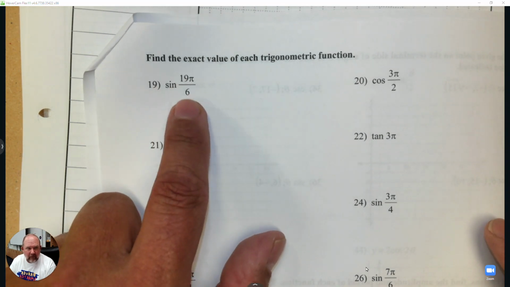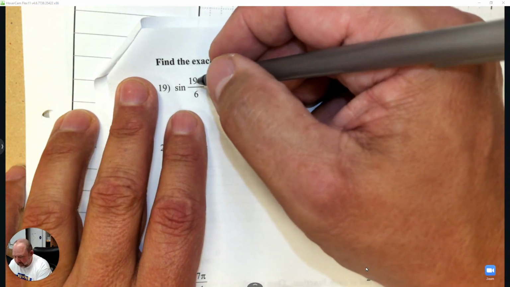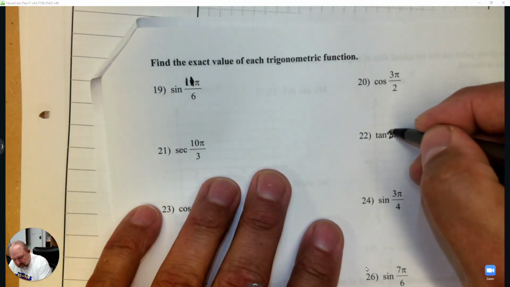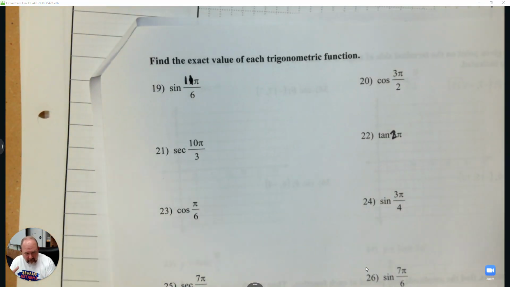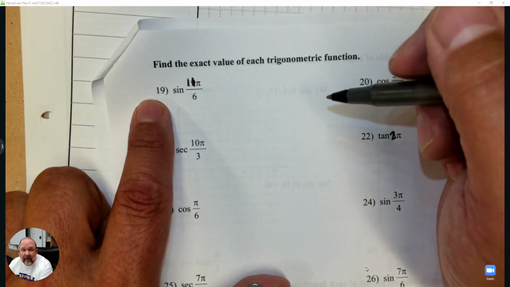19 pi over 6. We haven't really talked about it when it's larger than the unit circle. I don't want you to get stressed out by that. So we're just going to call this one 11 pi over 6. There's another one like that. We're going to call this one 2 pi, just to keep it within the unit circle to make it easier. So how do I do that one, 11 pi over 6?